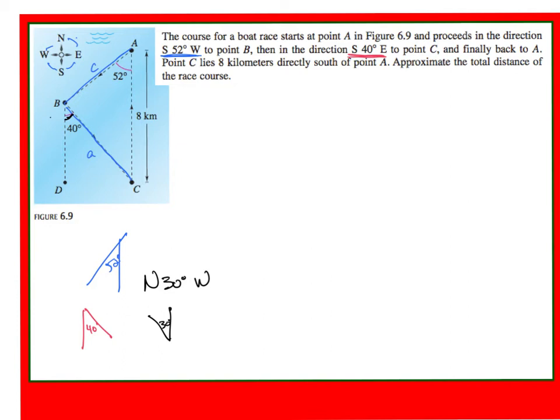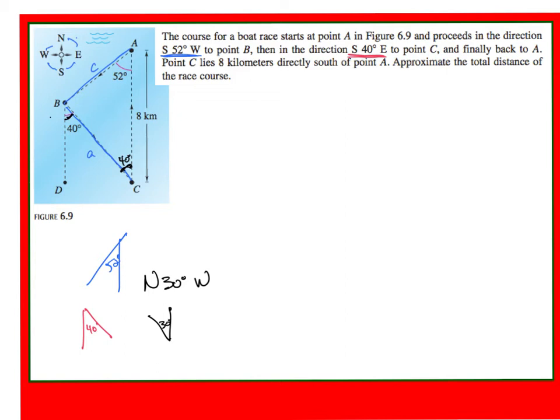What's this angle? What's angle C? 40. Who said 40? Good. It is 40. Why? Let's see if your geometry teacher taught you something. Why is that 40? It's supplementary, right? They're not supplementary. Supplementary means they add up to 180. Why is that 40?